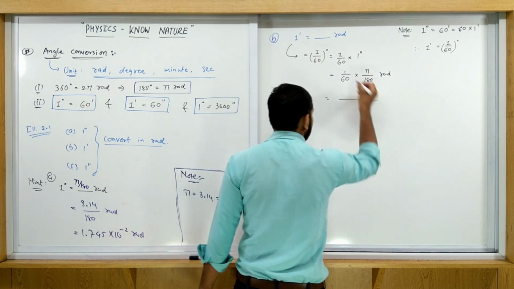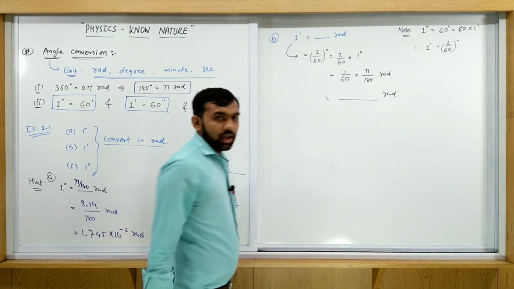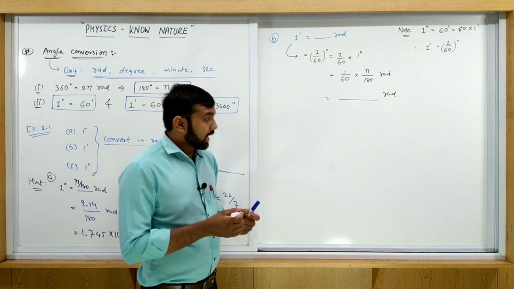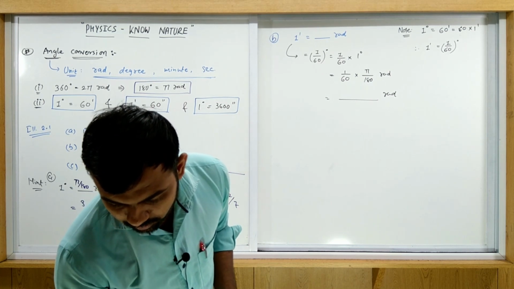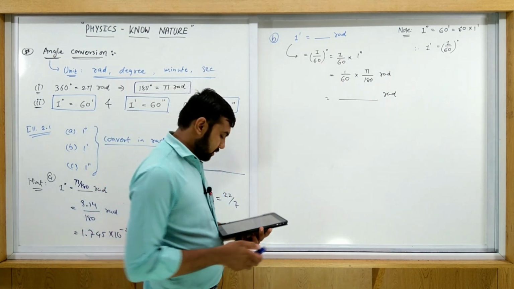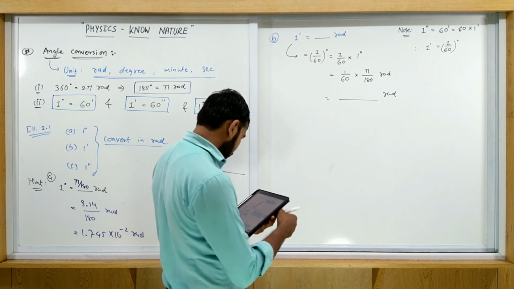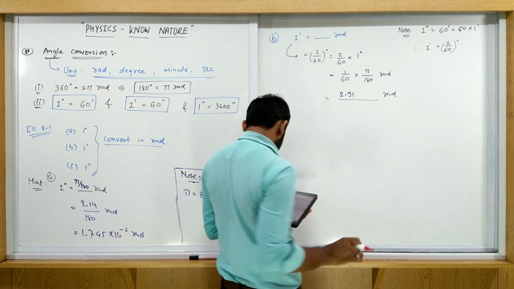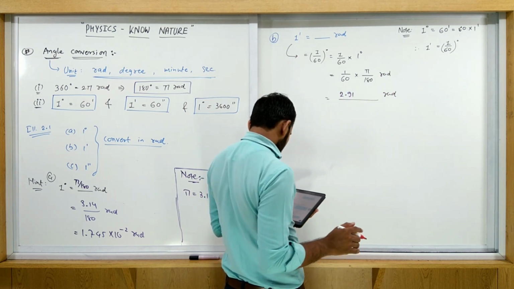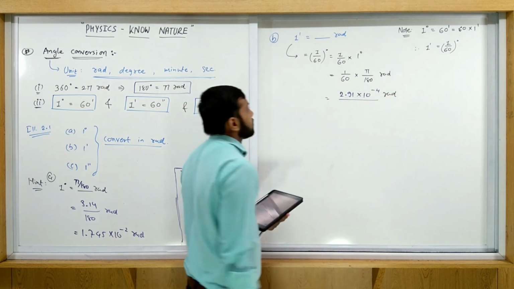All of you, simplify this relation by yourself as homework. Try to solve this example. After calculating this value, finally you get this answer. If you calculate this, you get this answer. It is equal to 2.91 into 10 raised to minus 4. Okay, so this is our answer.